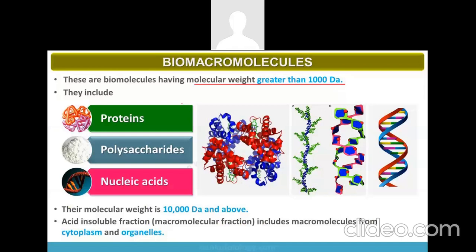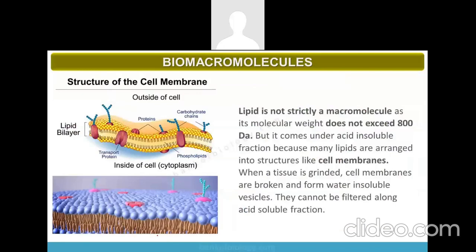Now we'll continue with biomacromolecules. Biomacromolecules or the biomolecules are the ones which have a molecular weight greater than 1000 Dalton. They include the proteins, polysaccharides, and the nucleic acids. Their molecular weight sometimes is even 10,000 Dalton and above. They form the basic composition of the acid insoluble fraction, and they include all the macromolecules from the cytoplasm and the other organelles as well.